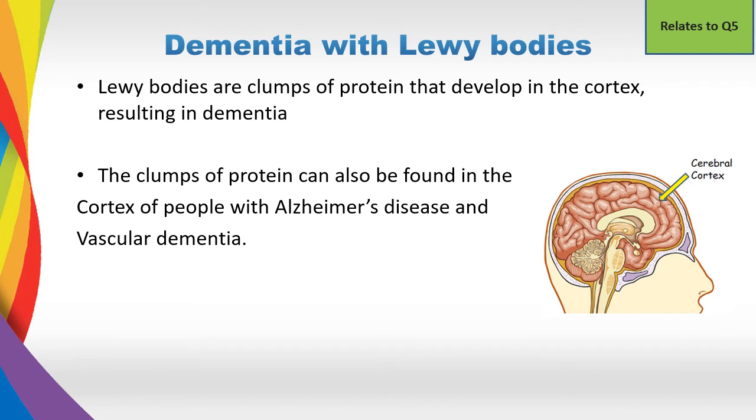Dementia with Lewy bodies. So Lewy bodies are clumps of protein that develop in the cortex, resulting in dementia. So you can see from the image on the right hand side, we have an arrow pointing to the cortex of the brain. So with Lewy bodies, the clumps of protein are very apparent. They can also be found in the cortex of people with Alzheimer's disease and vascular dementia.